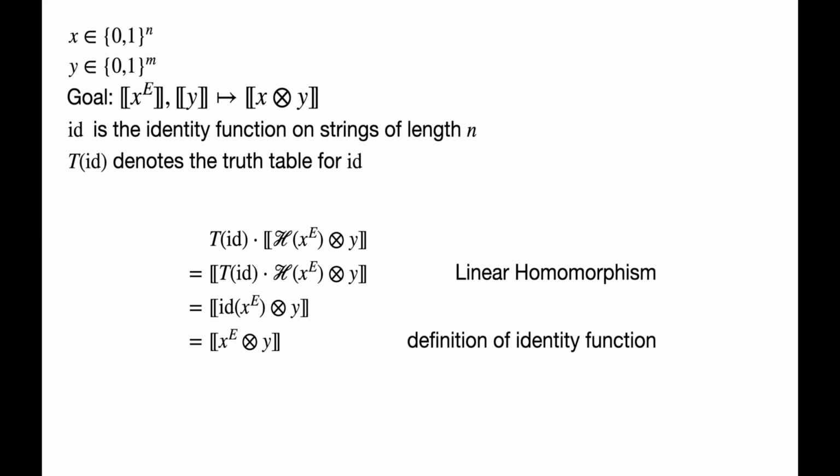At a high level, we use the linear homomorphism from the previous slide to pull T of ID inside the garbling. The important point that I want to stress is that given a one-hot outer product of X and Y, we can construct a general outer product of X and Y without any additional communication. The parties simply apply a linear map.